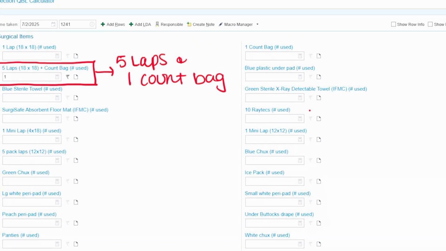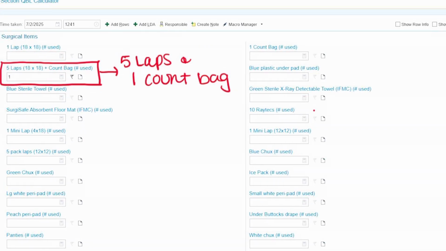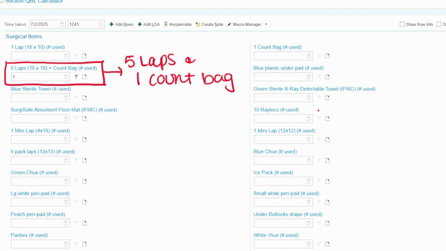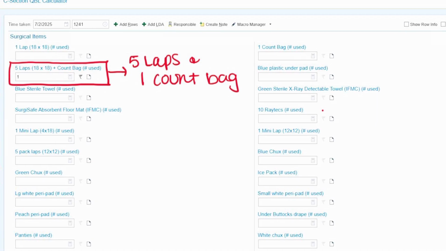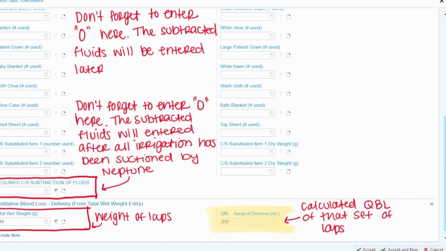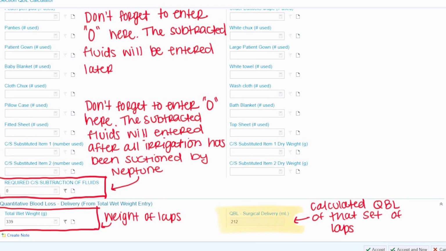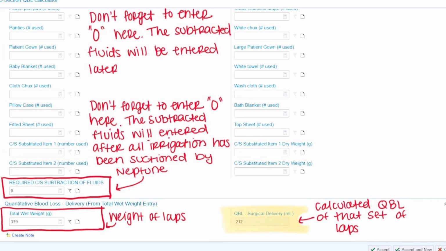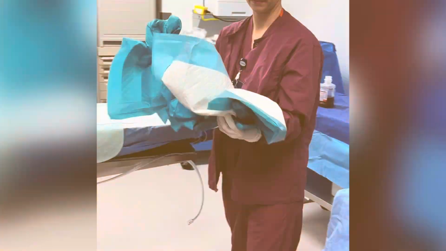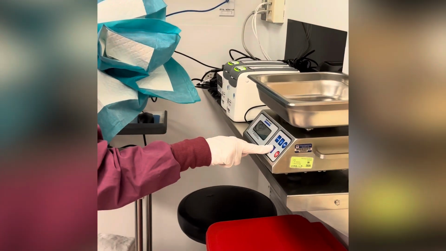When entering this into the QBL calculator, because we weighed 5 laps, we can enter 1 in the 5 laps plus 1 count bag category. Don't forget to enter 0 for the subtraction of fluid section and type in the total weight of 339 and hit accept. We also need to weigh the chucks that were underneath the patient.